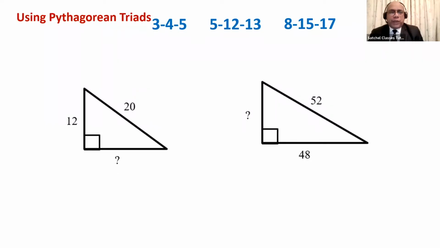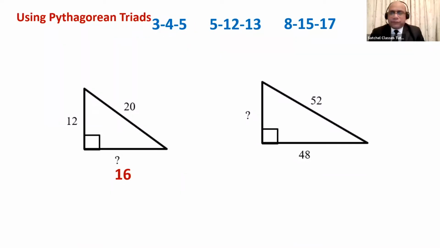So if I look at it, 20 is a multiple of 5, correct? And hence we can easily link that triangle to the first triad. All I need to do is multiply by 4. 5 times 4 is 20. And then I realize that the other side which is given is 3 times 4, which is 12. So the missing side has to be 4 times 4, which is 16 units.